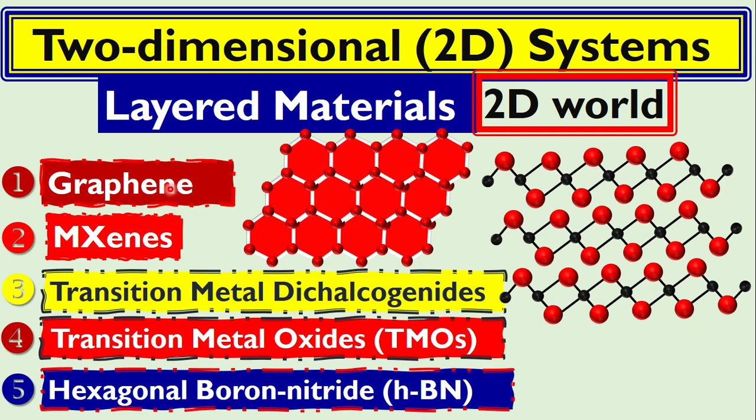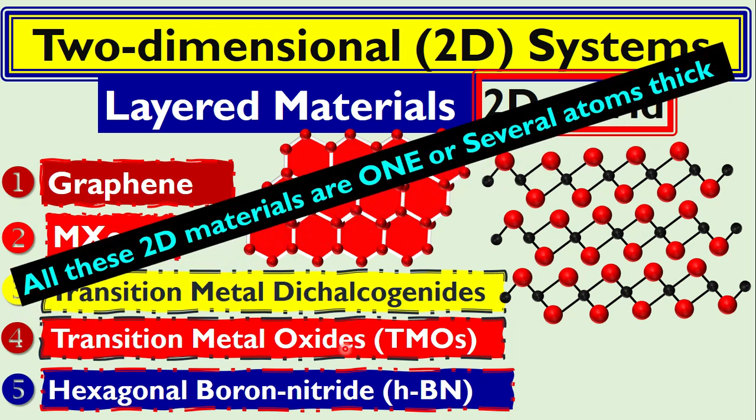The first one is graphene. Graphene is derived from graphite, from a three-dimensional block of graphite. The second one is MXene. MXene is derived from MAX phases. The third one is very important. This material dominated the semiconductor industry: transition metal dichalcogenides. The fourth one is transition metal oxides. The last one is hexagonal boron nitride.